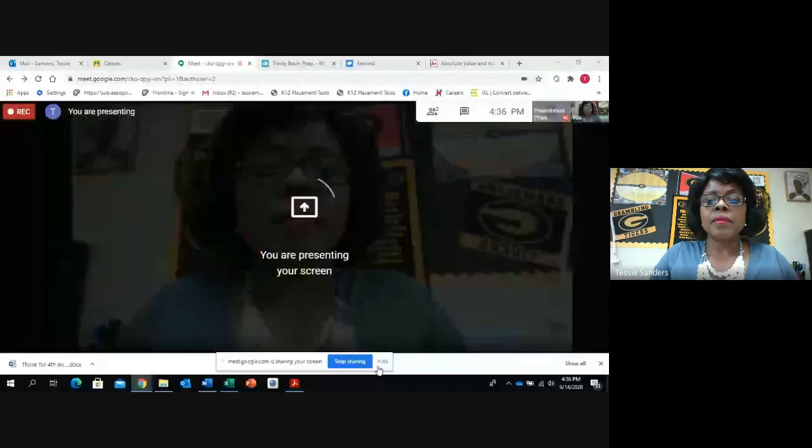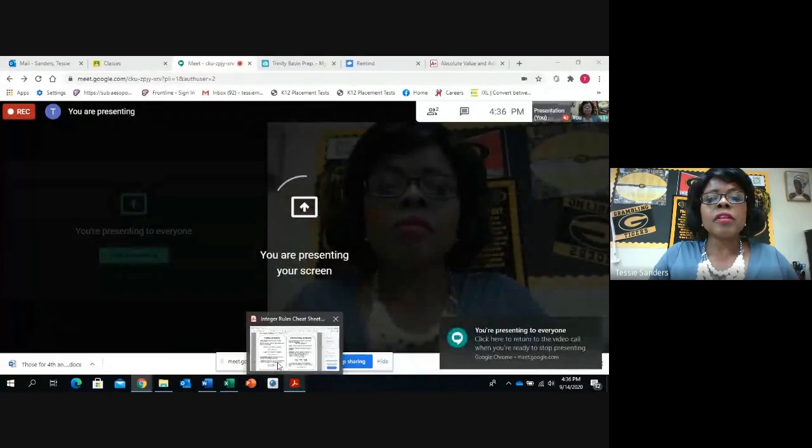In today's lesson, we're going to go over absolute value and adding integers. So let's take a look at the rules for adding integers. I call this my little cheat sheet. I love it. I've had it for quite some time, and it's always been my lifesaver. So let's take a look.